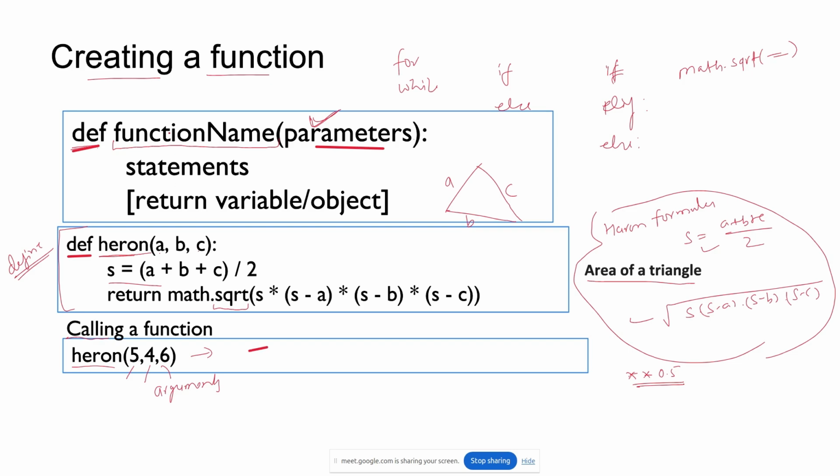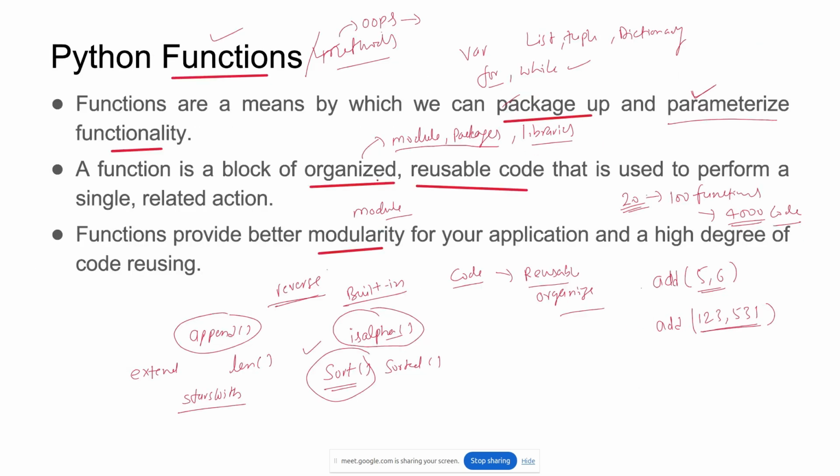So function is a modular approach, or you can say a way to organize your code in reusable format. Organized reusable code, or it packages up the whole logic. Generally a function is based on a single functionality or single operation. It doesn't have multiple functionalities.